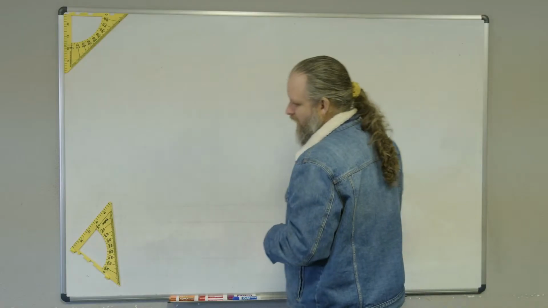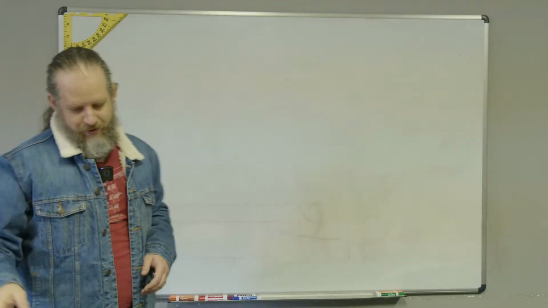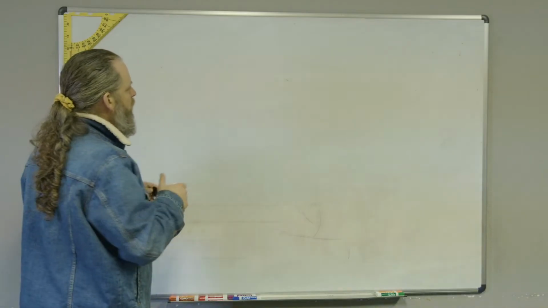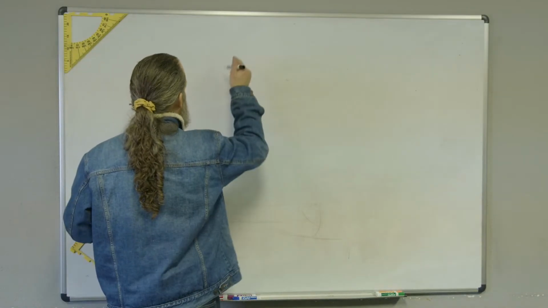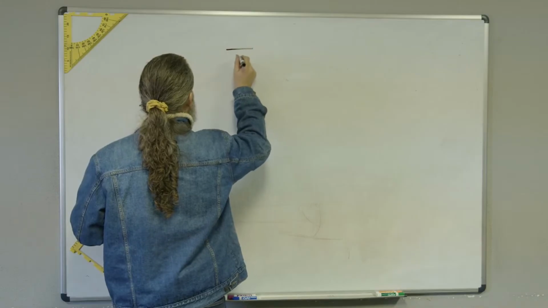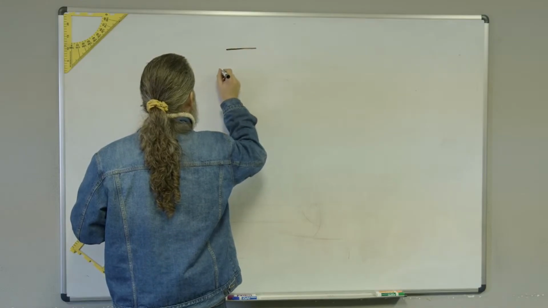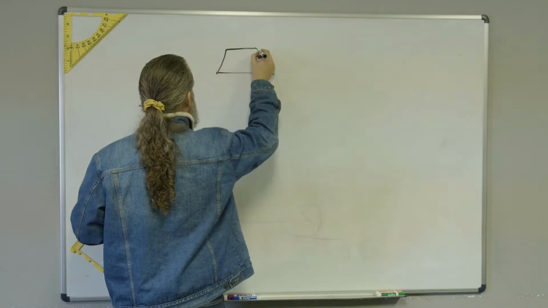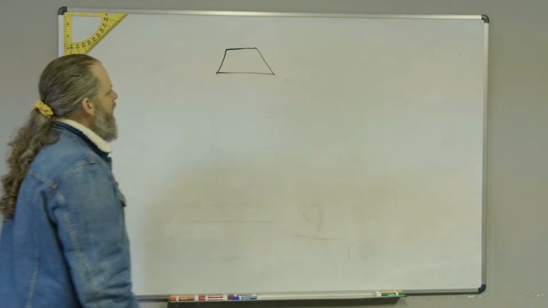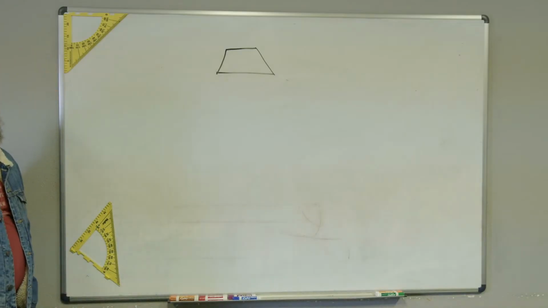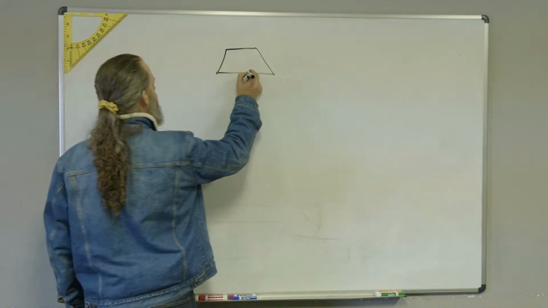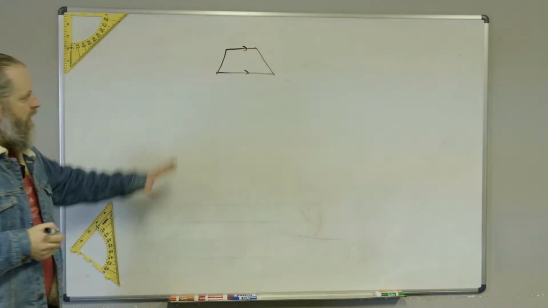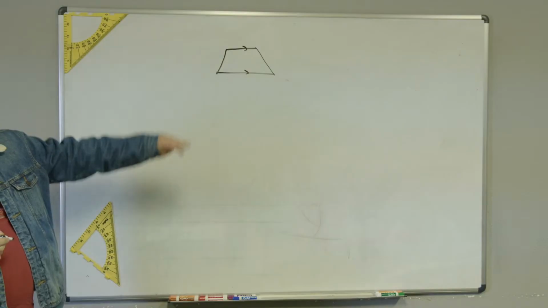So, a trapezoid. What is a trapezoid? A trapezoid is a quadrilateral that has one and only one pair of parallel sides. So, kind of the quote-unquote traditional trapezoid is something like that. Right? So, it has one pair of parallel sides. So you could have a trapezoid that looked like that.